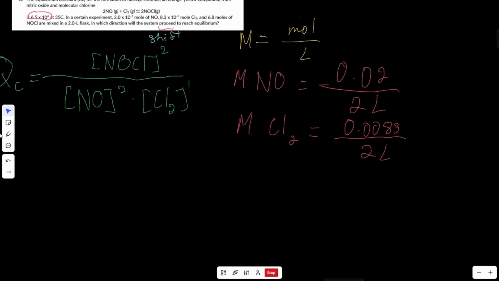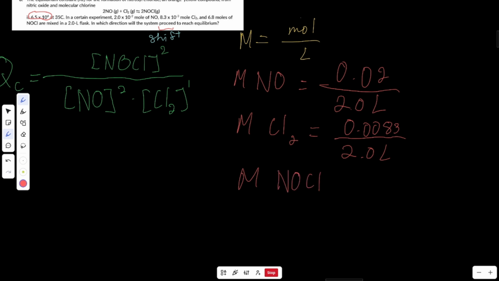And for the bottom, we'll have, wait, don't forget the point 0 here, sorry, for significant figures. Point 0, point 0, and NOCl is going to be 6.8 over 2.0 as well. Alright, so now for here we'll get an answer of 0.01 molar.